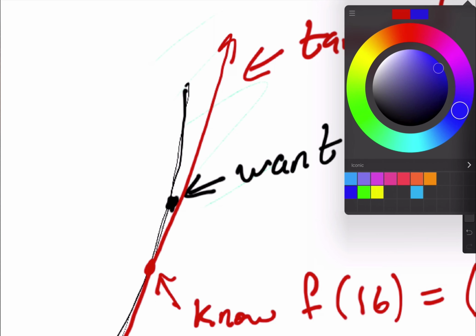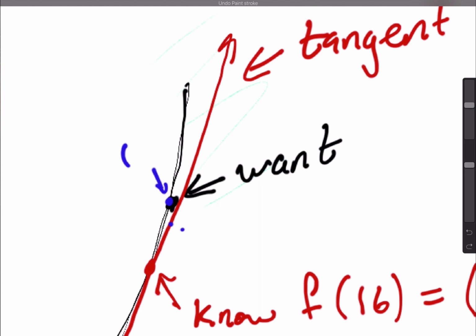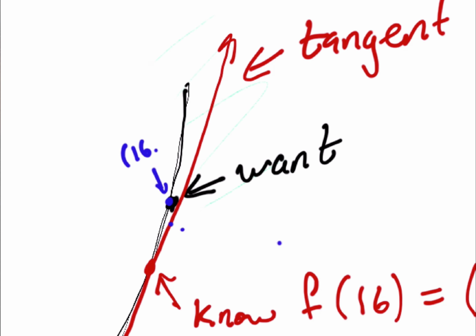Okay, let me pick a different color here. How about blue? Okay. Right here, this is the one that I want, right? This was 16 to the, oh, sorry, not 16. That was 16 point, what was it, 3? Yeah. So 3 halves, right? That's the one that I was looking for.